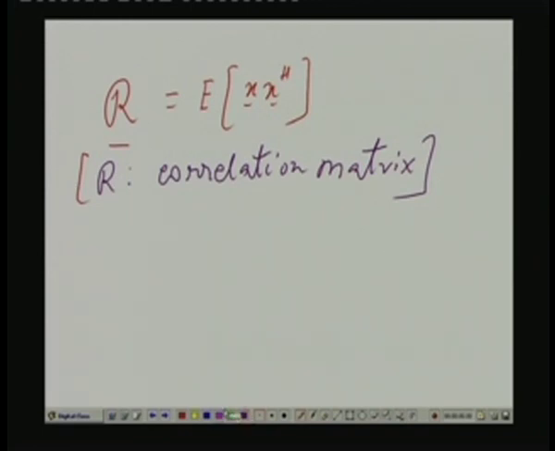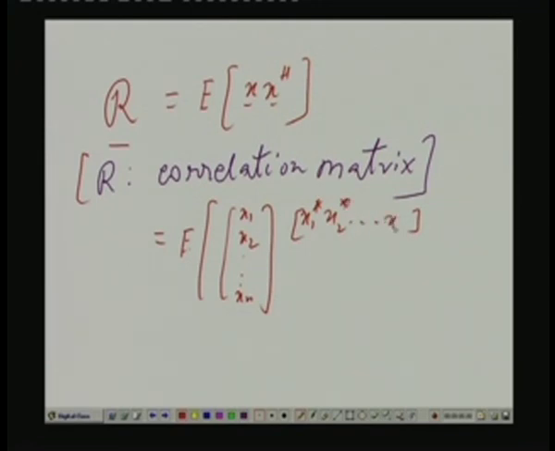Okay. What does it mean? E of, there is one vector x1, x2, dot dot dot up to xn, and there is another vector upon Hermitian transposition, we have got x1 star, x2 star, dot dot dot xn star. Okay.